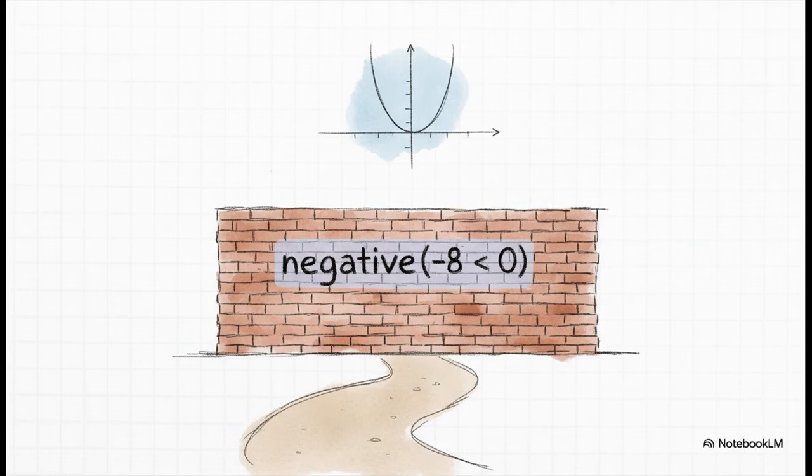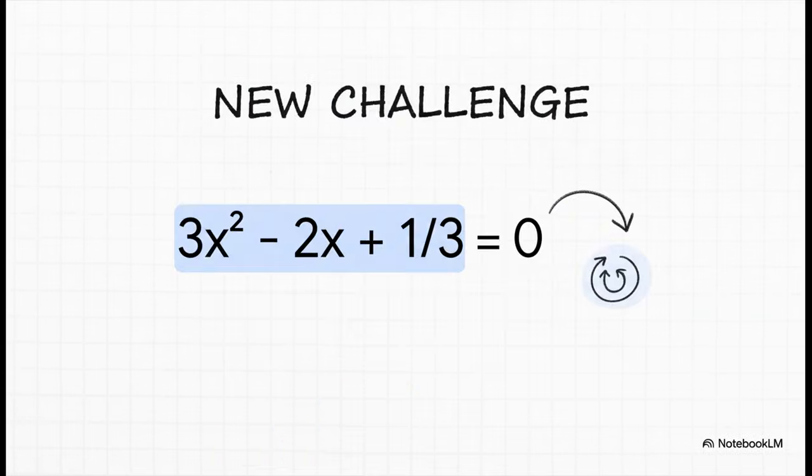It means there's no path forward for real solutions. So we can say with 100% certainty that this equation has no real roots. And look at that. We figured that out without touching the rest of the quadratic formula. Pretty neat, huh? Ready for another round?